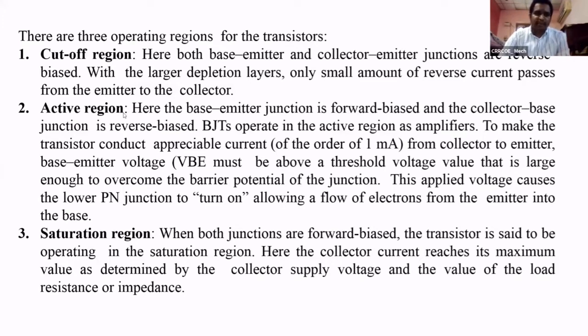The second one is the active region. Active region means the base-emitter junction is forward biased and the collector-base junction is reverse biased. The first junction is forward biased, the second junction is reverse biased. In this condition, the BJT is in the on position. In the active region, the BJT acts as an amplifier, so we can use the BJT as an amplifying device.